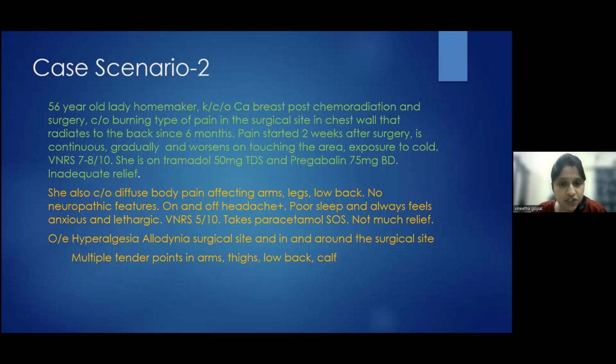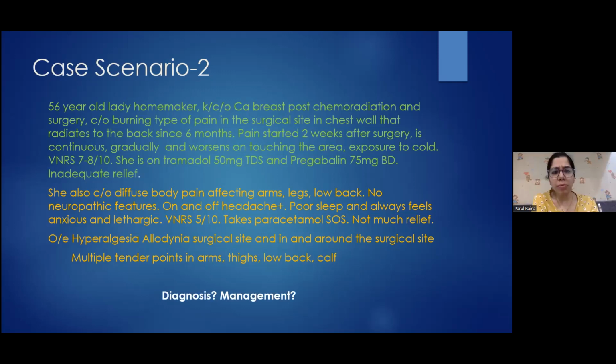So on examination, in the chest wall, at that surgical site, she had hyperalgesia and allodynia in and around that surgical site. And she had multiple tender points in the arms, thighs, low back, and calf. So you can tell me what are the diagnoses here? It's a very straightforward question. There are two components of pain here. The initial first half looks like neuropathic pain, the one you initially described.